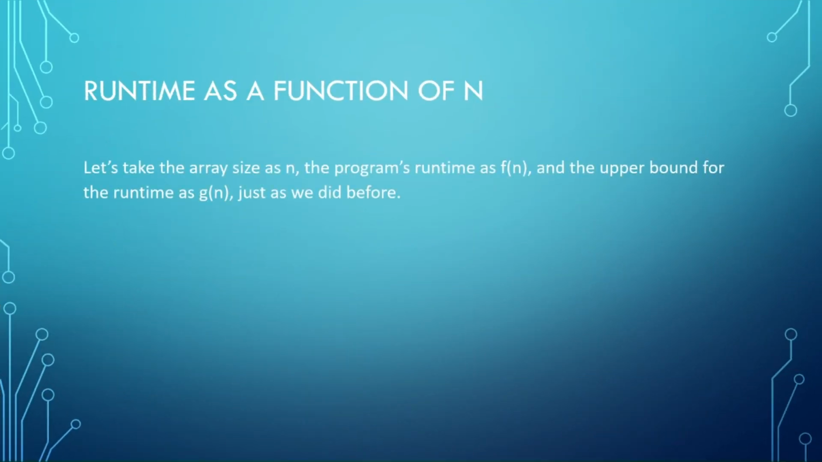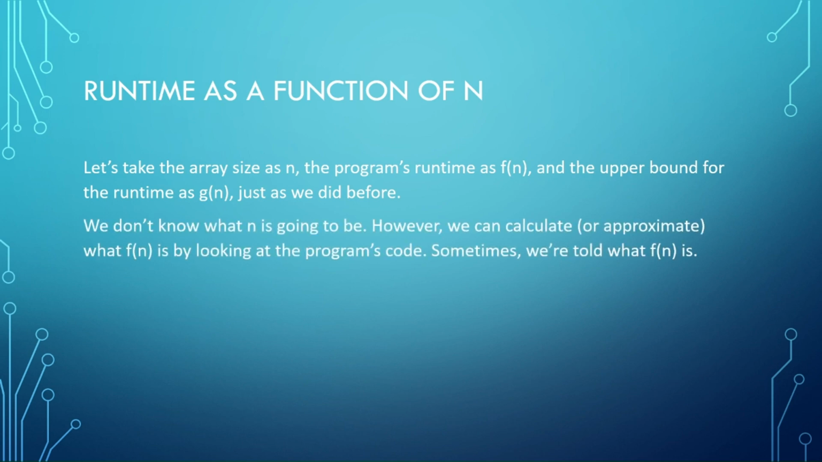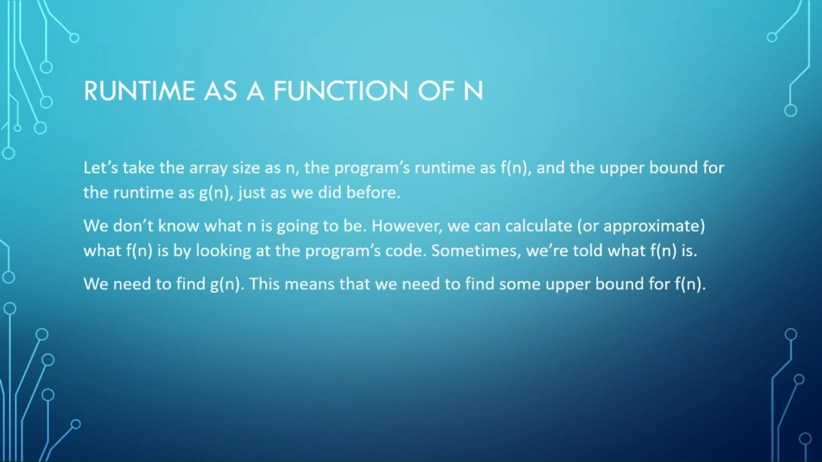Runtime as a function of n. So we're taking the array size as n, the program's runtime as f of n, and the upper bound for the runtime as g of n, just as we did before. When we run the program, we don't know what n is going to be. However, we can calculate or approximate what f of n is, what the runtime might be, by looking at the program's code. Sometimes in a question, we might be told what f of n is, in which case, it's 3 marks, sometimes. So we need to find g of n. This means that we need to find some upper bound for f of n.